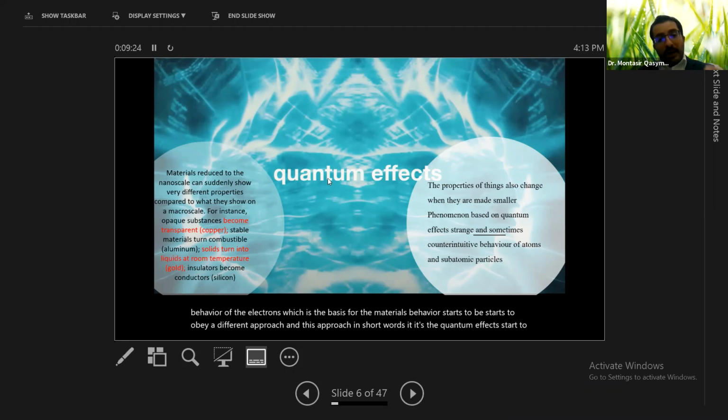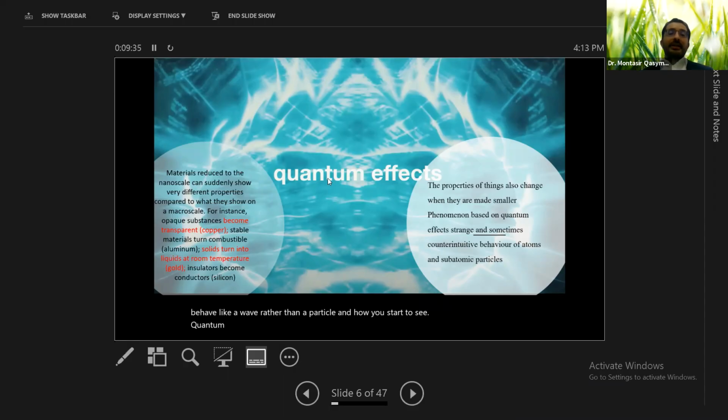Without getting into what a quantum effect is and how electrons start to behave like a wave rather than a particle, and how you start to see quantum effects that do not appear in larger scale life, we can present it differently. We say that materials with reduced dimensions down to the nanoscale show very unique properties based on quantum effects. This is the best way to demonstrate the effect of shrinking the dimensions down.